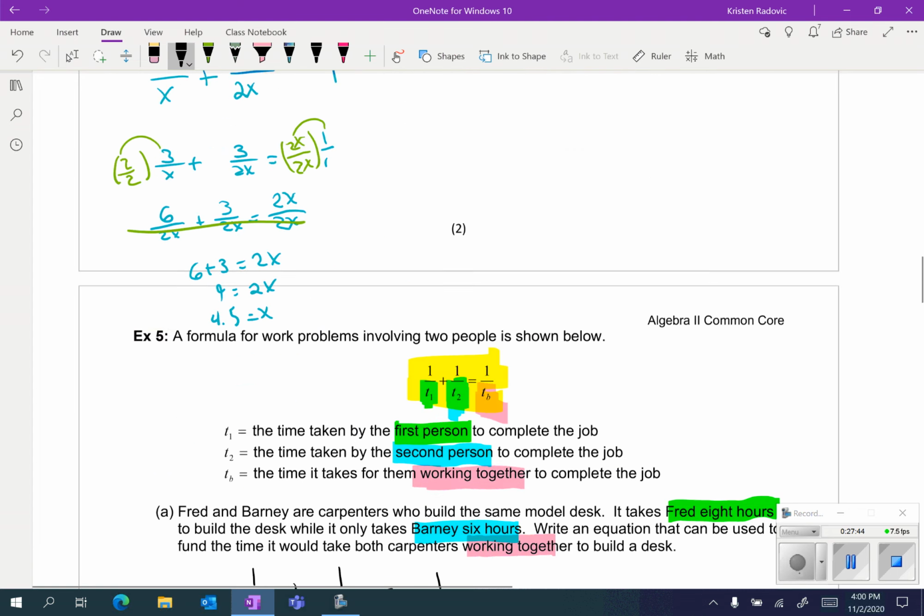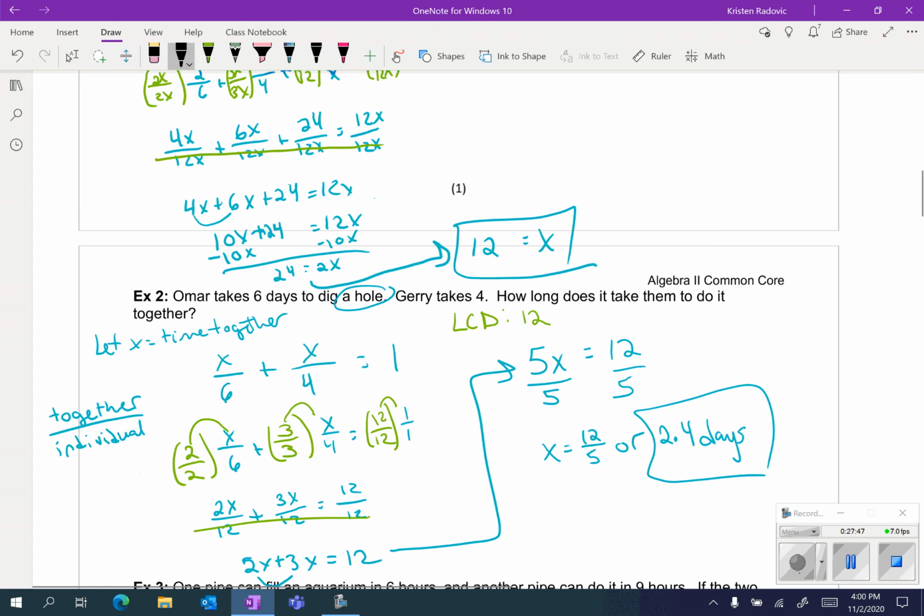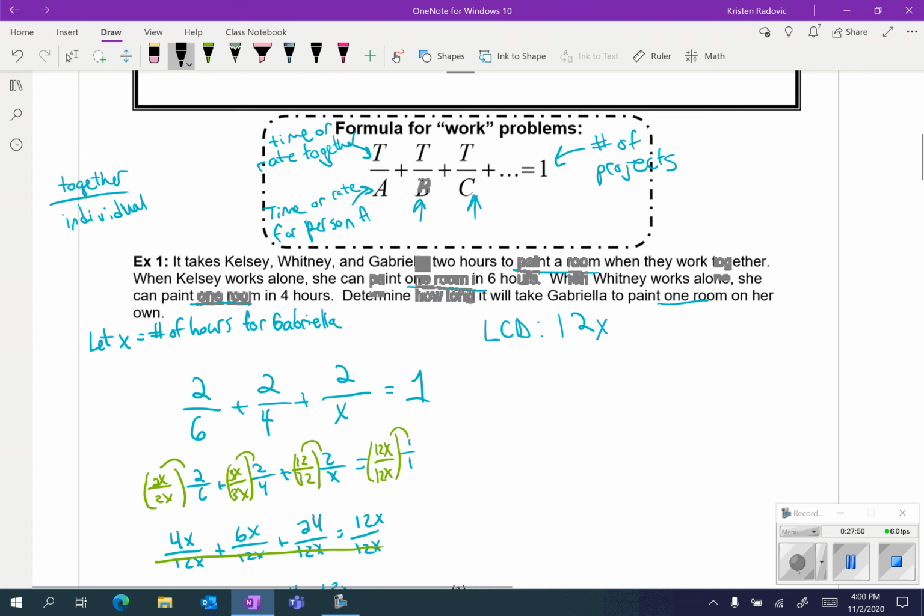Just make sure that anytime you see a work problem, that we go back to using the formula up top, where the number of fractions is the same as the number of people you're talking about. The time spent together goes in the numerator. The time spent individually goes in the denominators. And really important, you're always equal to the number of jobs you're trying to do. Because sometimes the problem might say, how long does it take to paint 2 rooms? And you're going to have to set it equal to 2. So these problems require you to read carefully. But that's all for this video.